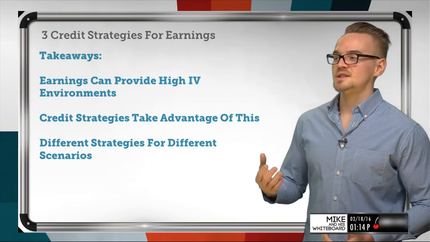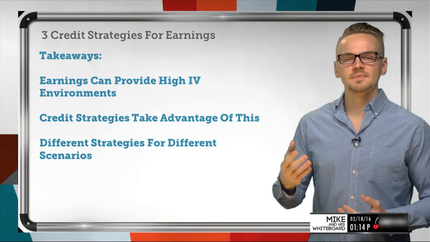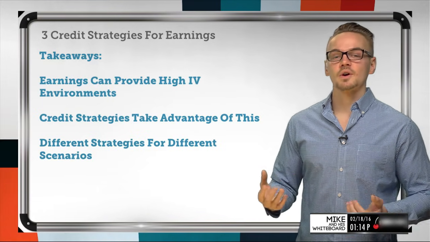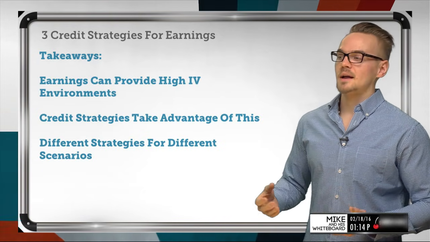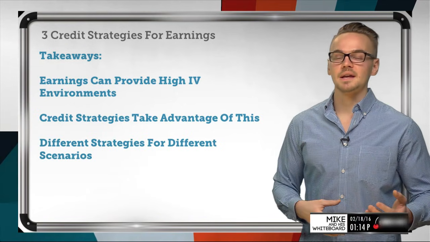Secondly, credit strategies take advantage of this. So when you compare a credit strategy to a debit strategy, if I'm buying an option and the implied volatility decreases, that's going to hurt my position. So more often than not, almost always you'll see us deploying credit strategies, whether they're defined risk or naked premium.